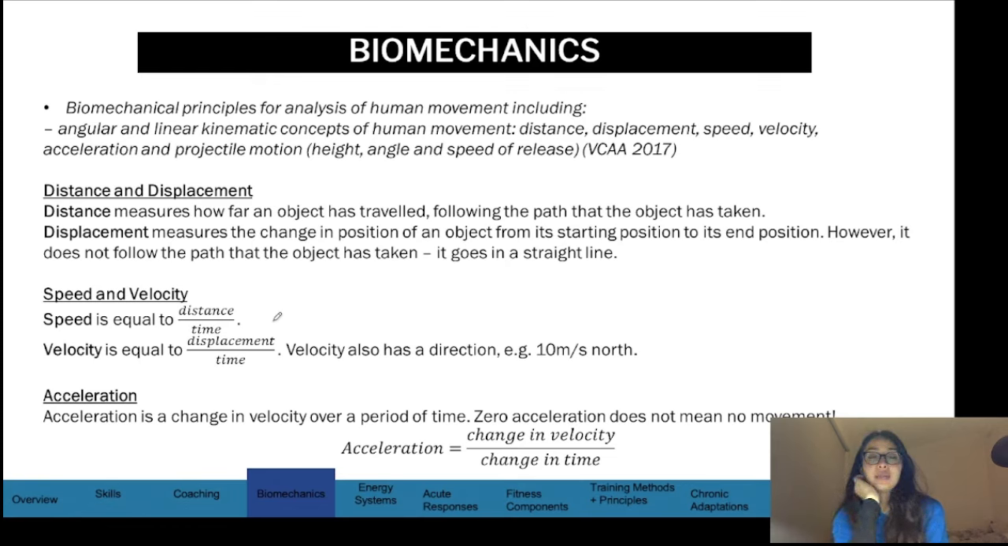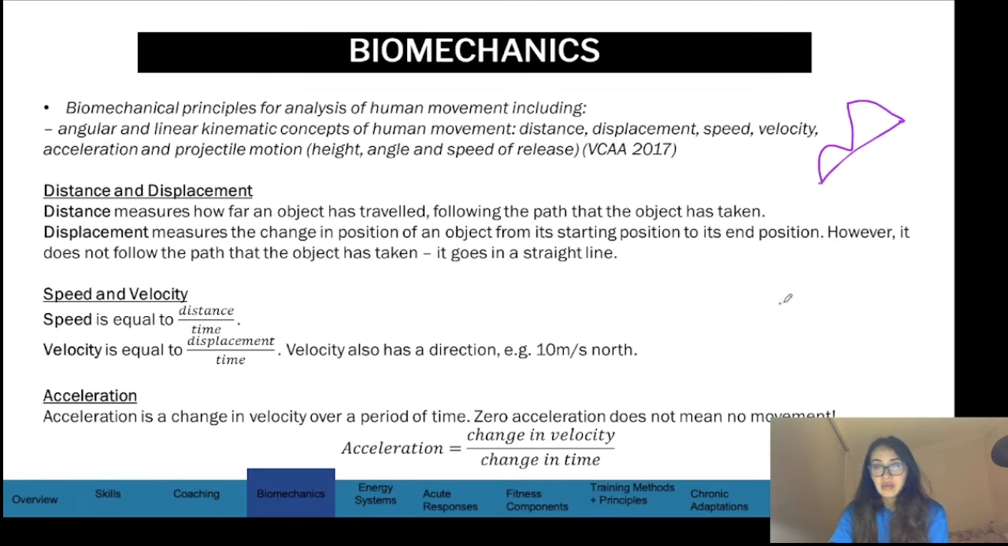So distance and displacement are kind of measurement type things. Distance is how far an object has traveled following the path it's taken. This is your distance, so obviously it's quite a long path. Here's your displacement, just point A to point B. Instead of going along this path, you just draw a straight line. And also displacement has direction because it's a vector. I know it's not a straight line, but imagine it is. This displacement is obviously a lot shorter than this distance.